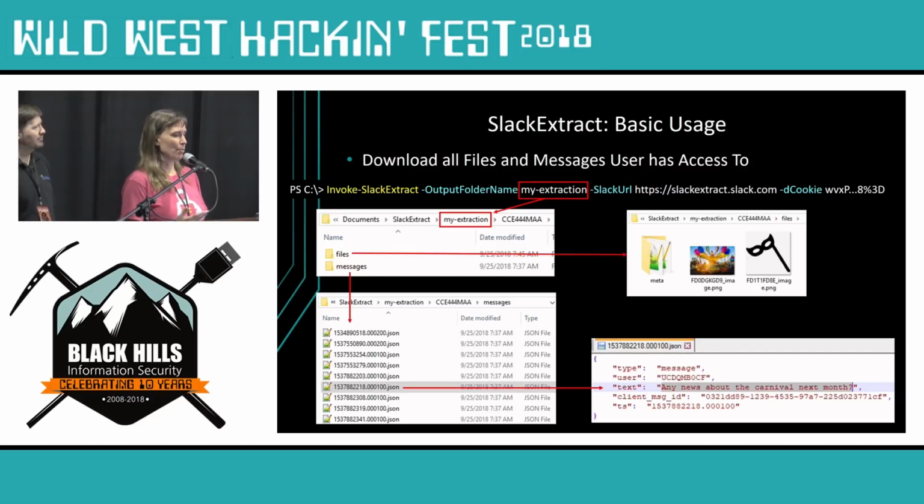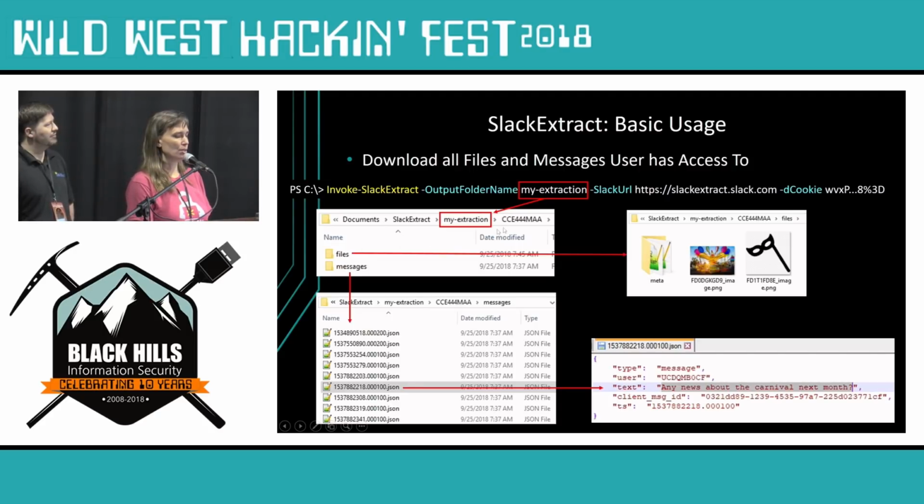And in the example output, we see that inside our documents directory, a Slack extract folder was created. Inside that Slack extract folder gets created your output folder. So we called it my extraction. Inside my extraction folder, there'll be a folder for every channel. So this is that CCE channel we saw earlier. Inside that folder is a folder full of files from that channel and a folder full of messages.